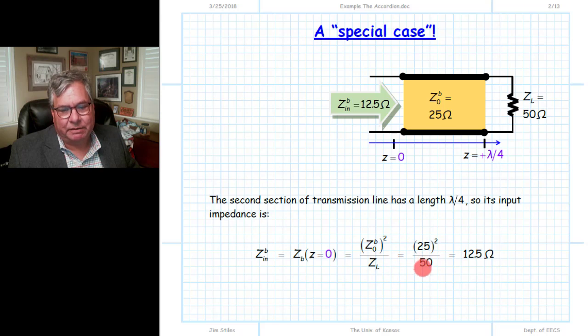25 squared divided by 50 is 12.5. Now, I would point out that since 50 is twice the size of 25, then the resulting input is half the size of 25. That's how the geometric application works here. If this is twice as big as this, then this is twice as big as that. So we didn't really need to go through and do the calculations. We can immediately find that the input impedance is 12.5 ohms, half of 25 ohms.